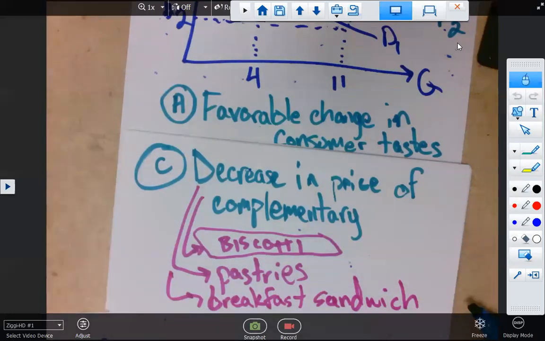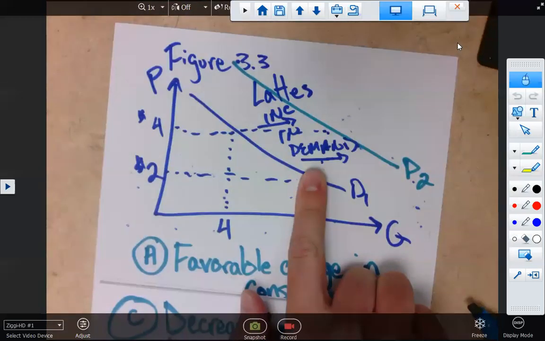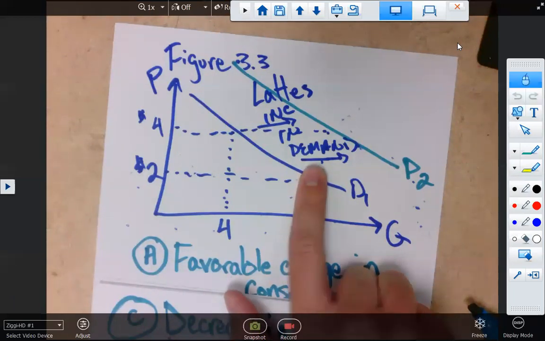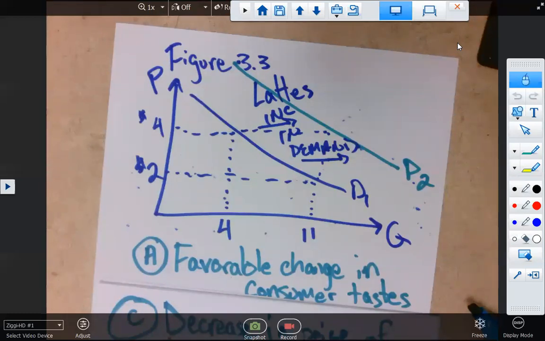So if any of these decrease, if all of a sudden the breakfast sandwich is normally like $4 and now it's $2 at Starbucks, there's going to be an increase in demand for lattes, because more people are going to go there to get the cheap sandwiches and think, well, I'm already here, and I want a coffee with my sandwich. So they're going to be buying more sandwiches and more lattes at any given price, at that $4 price.